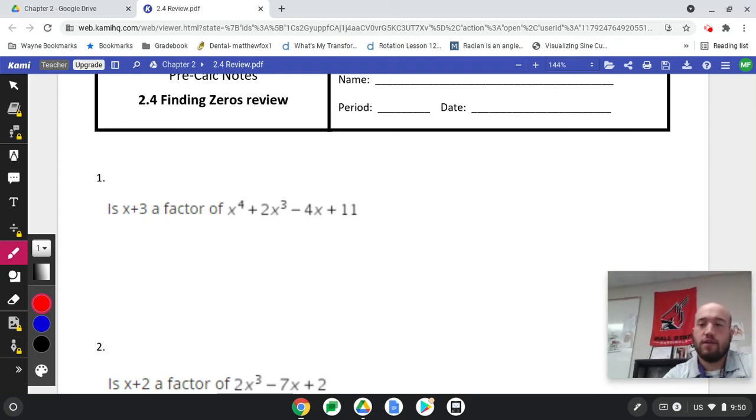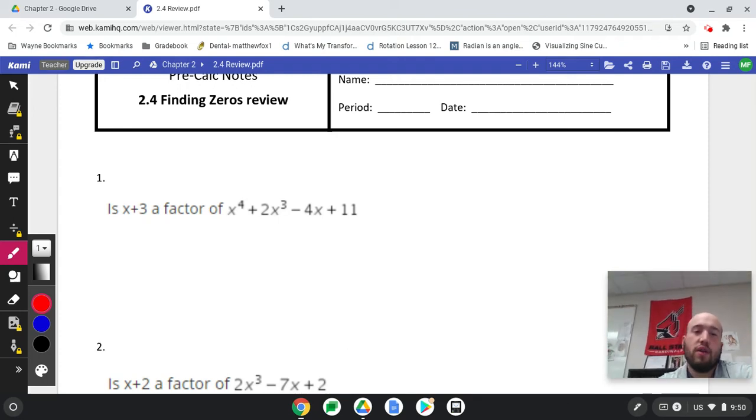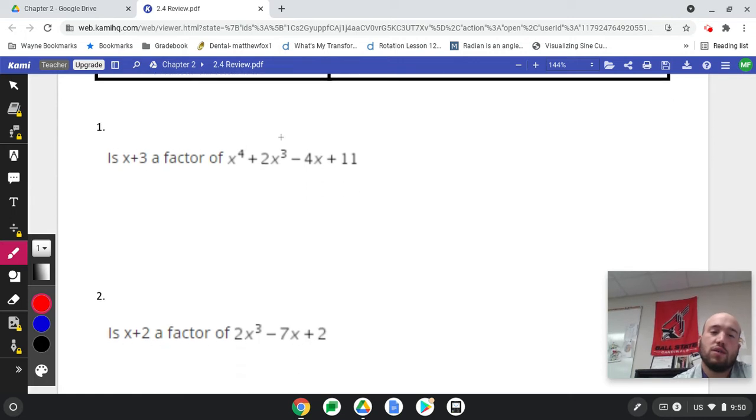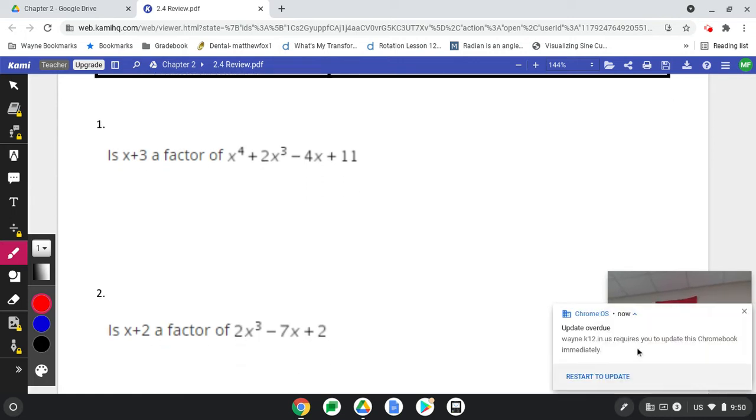Right, good morning. Today in class we are just going to be reviewing the problems, same thing we did on Monday. So we are going to be practicing finding zeros and also just checking, is this a factor?